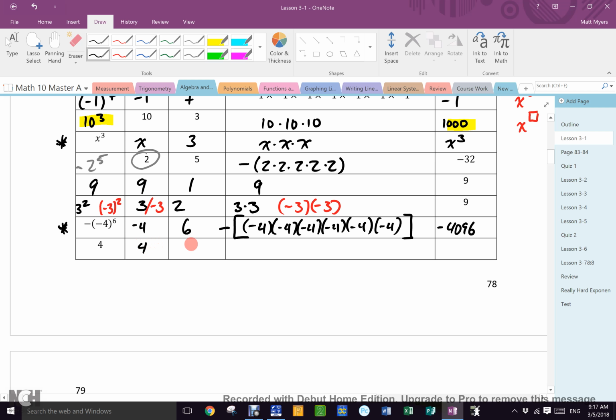4. What's the exponent? 4. Now, I want to take one moment to talk about this line. We're all comfortable with why this line works, yes? What if it was this? Negative 4 to the 5th. How would it change?